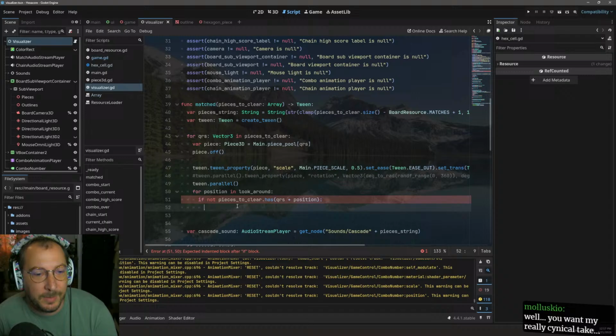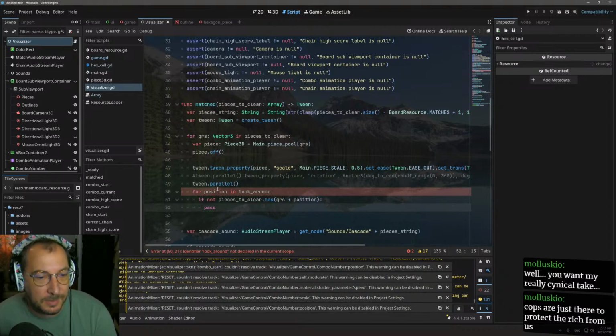So why are we not complaining right now about types in position?